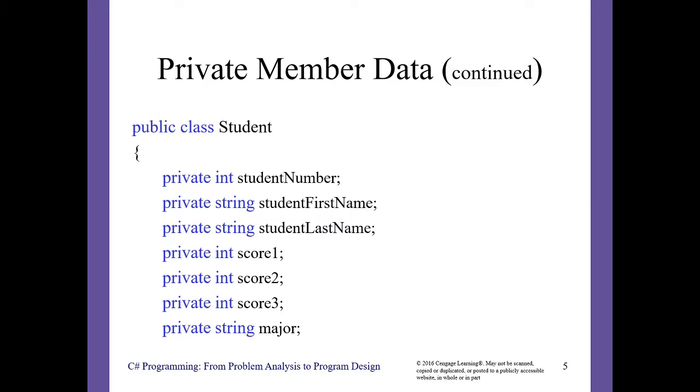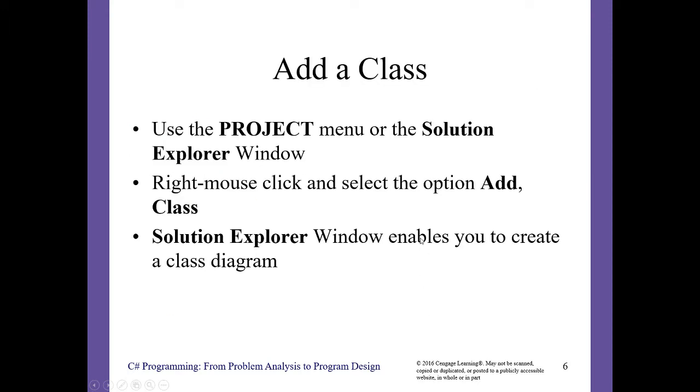This class is going to define a student as an object. And if we're looking at a student, there are things that we want to know about students, like their names and maybe their numbers. In this case, we want to know three of their scores and what major they've declared. So we can add this class in Visual Studio very easily in several different ways.